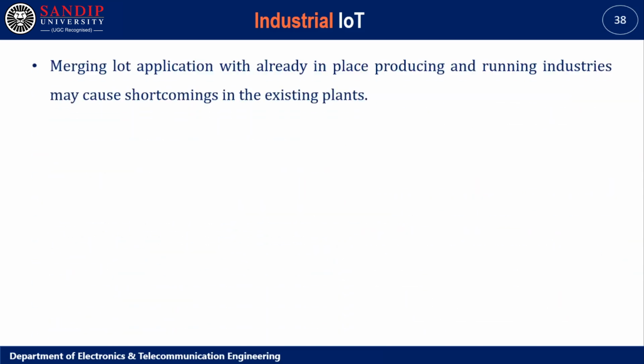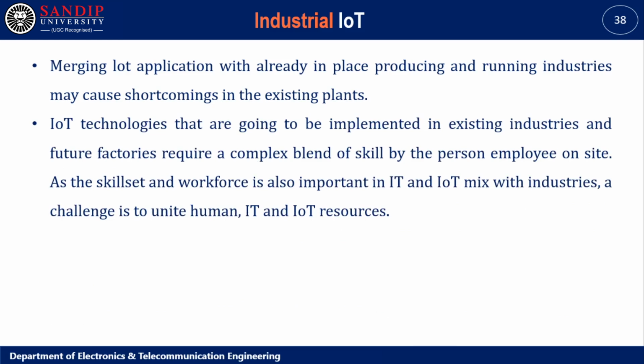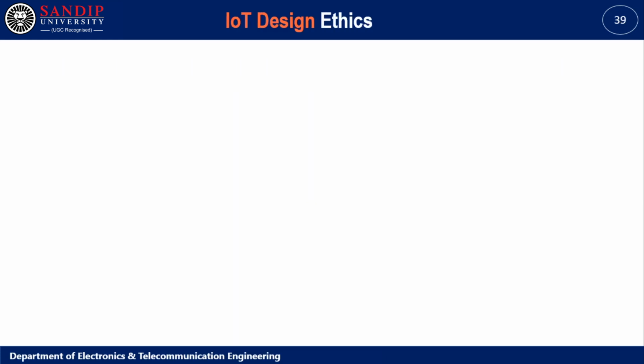Merging IoT applications with already in place producing and running industries may cause shortcomings in the existing plants. IoT technologies that are going to be implemented in existing industry and future factories require a complex blend of skills by the person employed on site. As the skill set and workforce is also important in the IT and IoT mix with the industry, a challenge is to unite human, IT and IoT resources.